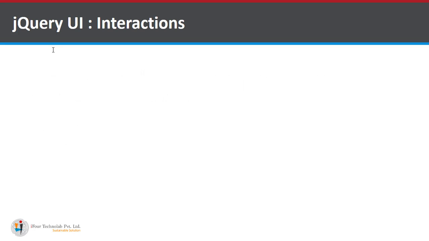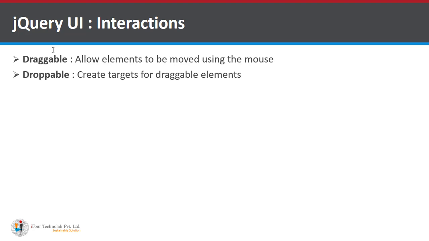jQuery UI interactions. There are many interactions in jQuery UI. Draggable is used to allow elements to be moved using the mouse. Droppable is used to create targets for draggable elements. Resizable is used to change the size of an element using the mouse.